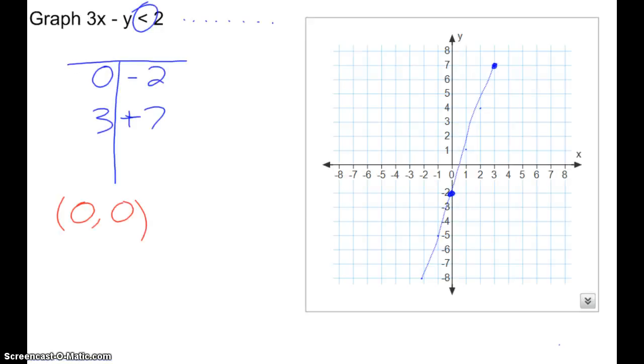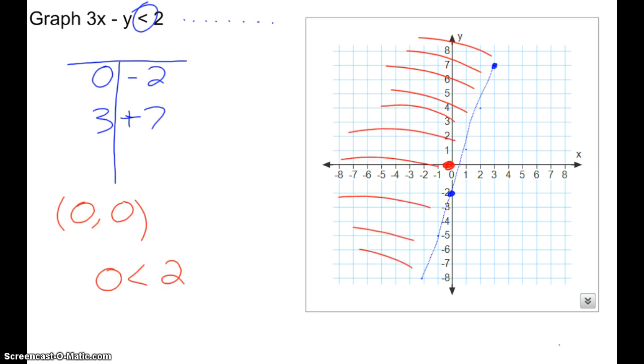All right, so if x is 0 and y is 0, I get 0 less than 2. Is that true? Yes, it is true. That means 0, 0 is part of my solution. So that means all of this side is going to be shaded. All right, let's move on.